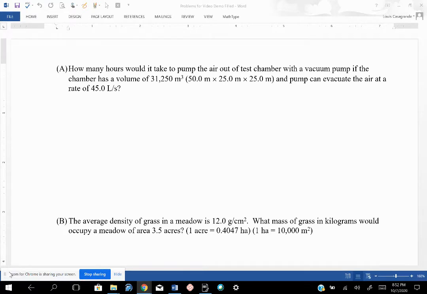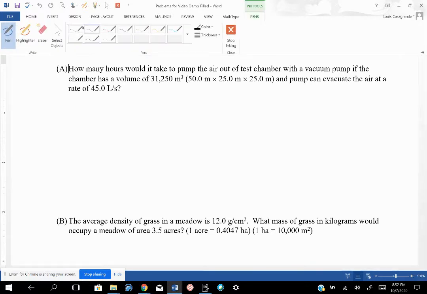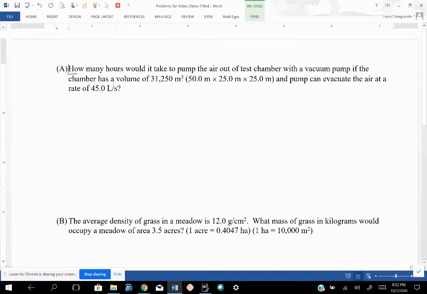All right, so let's look at what we've got here. First, let's figure out what we're trying to find. And right in the first sentence, you see how many hours. So we're looking for hours, which is a unit of time, as our final number. Now, what are we starting with? We're starting with the volume of this chamber, 31,250 meters cubed.